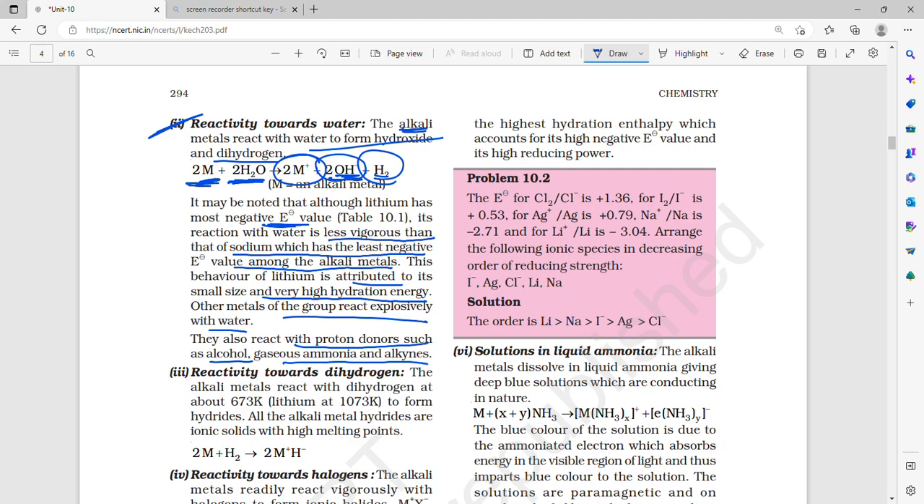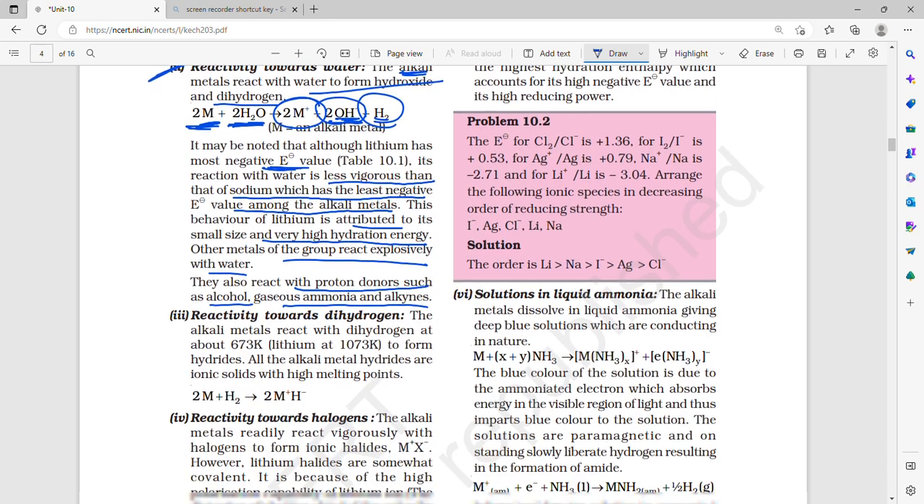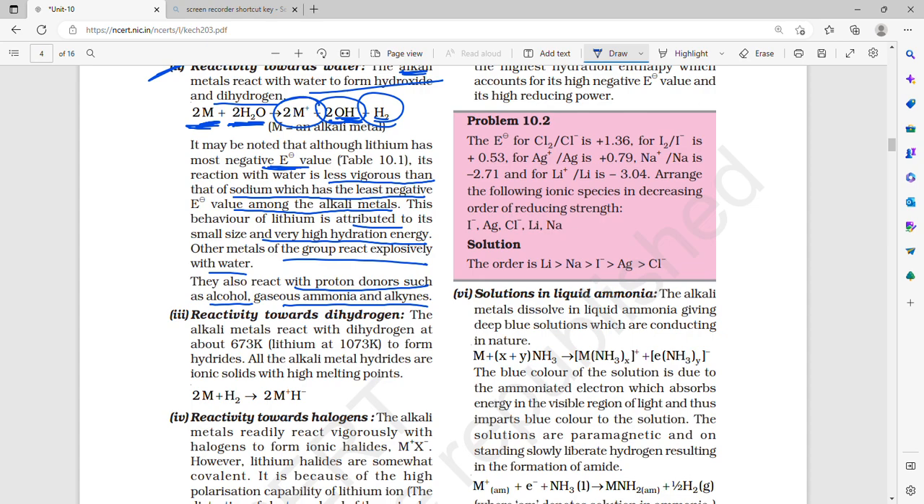The alkali metals react with water to form hydroxide and dihydrogen. That is, an alkali metal M reacting with H2O will form hydroxide, OH-, plus dihydrogen H2. It may be noted that even though lithium has the most negative electrode potential, its reaction with water is less vigorous than that of sodium. Sodium has the least negative E value, still the reaction of lithium with water is less vigorous than that of sodium.